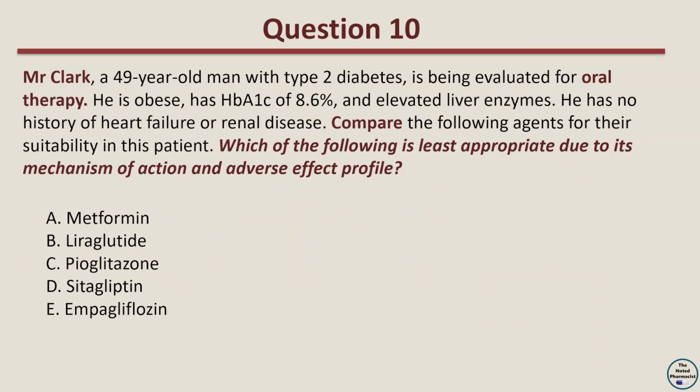Question 10. Mr. Clark, a 49-year-old man with type 2 diabetes, is being evaluated for oral therapy. He is obese, has an HbA1c of 8.6%, and elevated liver enzymes. He has no history of heart failure or renal disease. Compare the following agents for their suitability in this patient. Which of the following is least appropriate due to its mechanism of action and adverse effect profile?